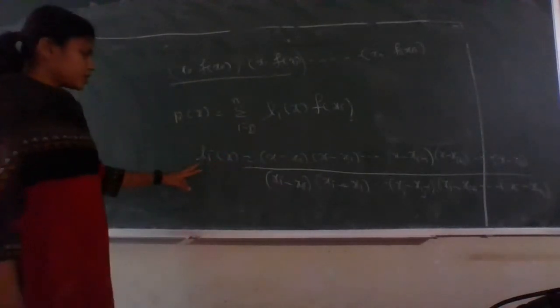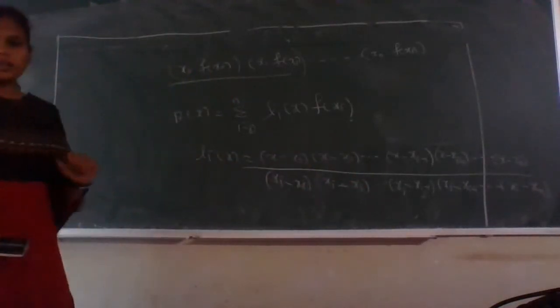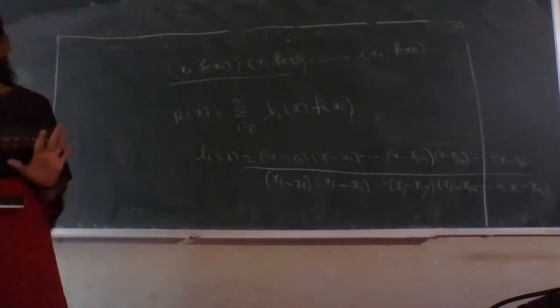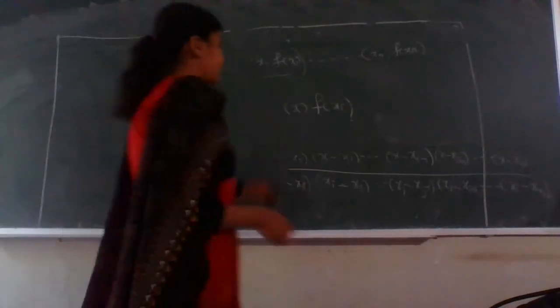Suppose you are writing this equation for 1. So wherever you have i, you have to write down 1. That is x1 and x1 and so on. Okay, let me solve the one example so that the idea will be clear.